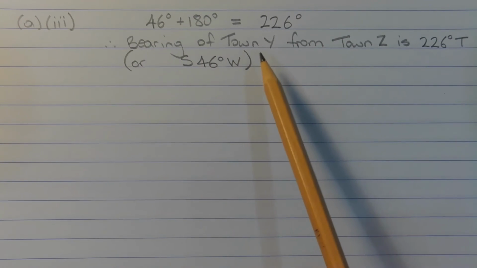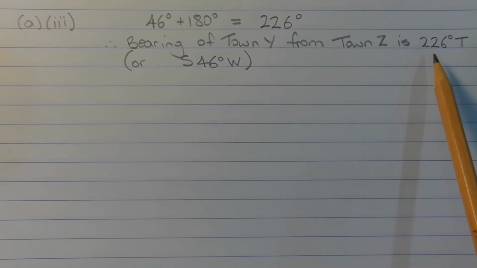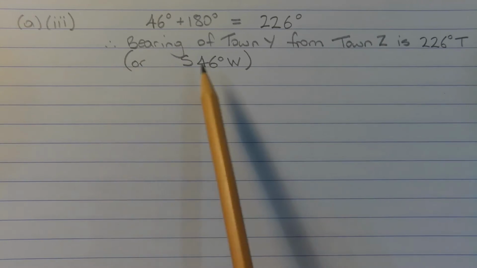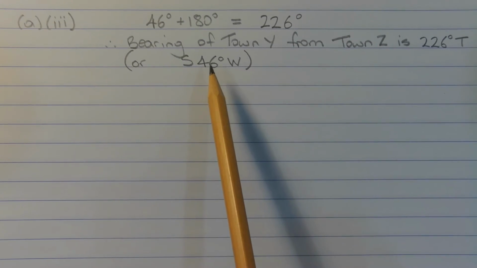Therefore, the bearing of town Y from town Z is 226 degrees from true north, or as a compass bearing, it's south 46 degrees west.